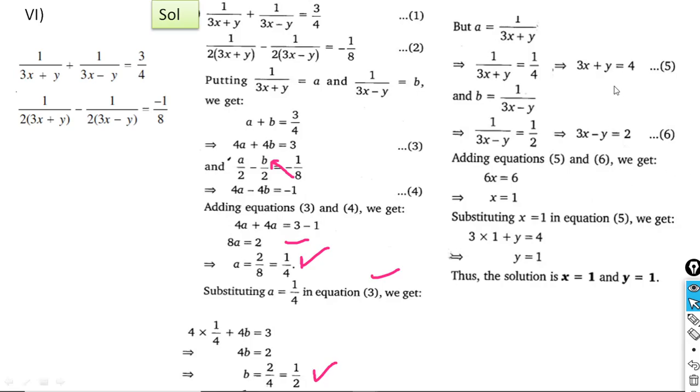3x plus y is 4, 3x minus y is equals to 2. We will add them again. 6x is equals to 6 and the value of x is equals to 1. By substituting in equation number 5, we get the value for y as 1. So x is 1 and y is equals to 1.